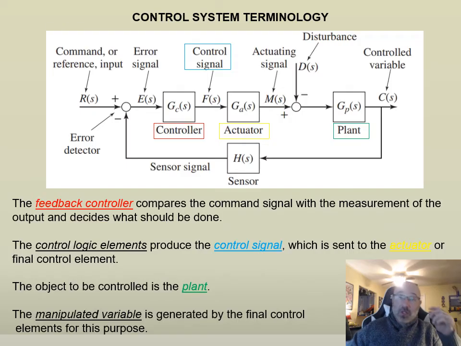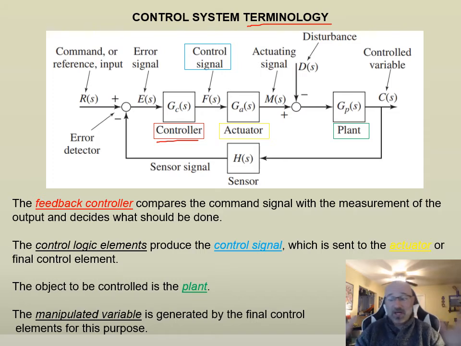So now we're going to take a look at some of the terminology we're using within this control system, and then we'll get into a little bit more detail about the individual components as well. If we're talking about our controller, our feedback controller, this is going to compare our command signal with the measurement of the outputs and decide what should be done next. So this is our comparison.